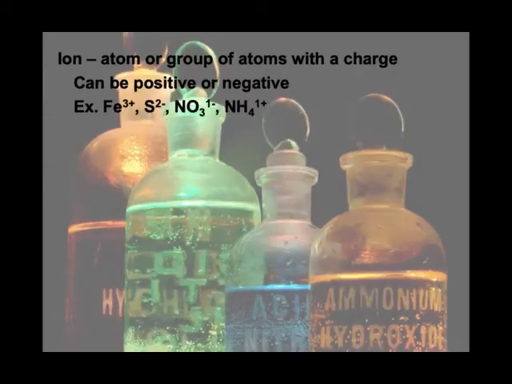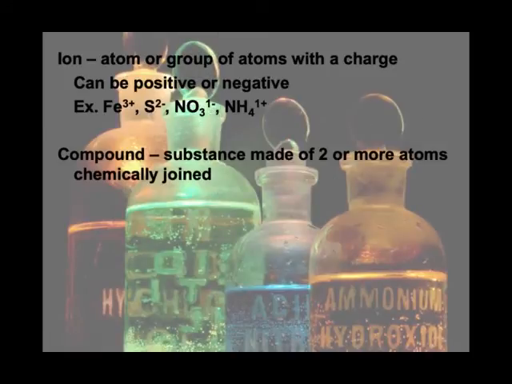Some examples are iron, 3 plus. The 3 plus means that it has lost 3 electrons. Sulfur, 2 minus, means it's gained 2 electrons. This is nitrate, and all of these atoms are bonded together to make a polyatomic ion, and it is missing 1 electron, so it has a -1. Polyatomic ions can not only be negative, they can also be positive. This is the ammonium ion, and this whole group of atoms has a +1 charge.